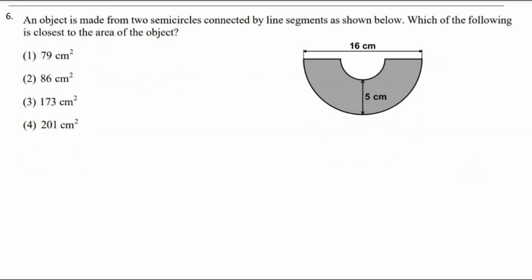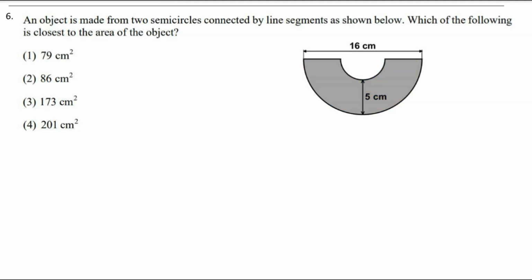For number 6, an object is made from 2 semicircles connected by the line segment shown below. Which of the following is the closest to the area of the object? Well, it looks like there's 2 semicircles here. There's this one in the middle that's taken out, and there's the full one. Let me highlight that in a different color. There's the full one altogether.